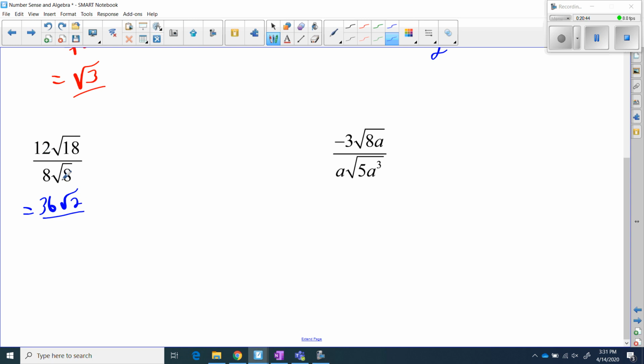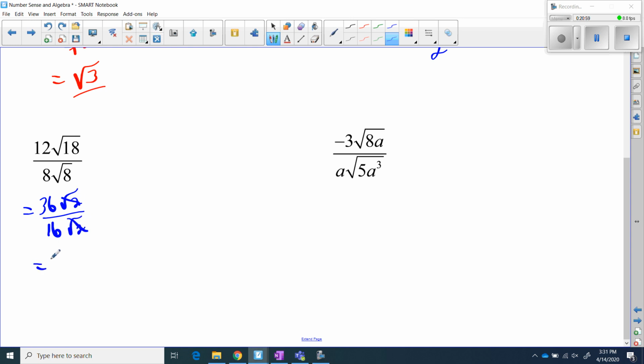8 is 4 times 2. Square root of 4 is 2. Times that 8. I'm going to give you 16. Ooh, that worked nice because now look what happened. These two radicals are exactly the same. I can divide those out and just give me a 1. Anything divided by itself is 1.